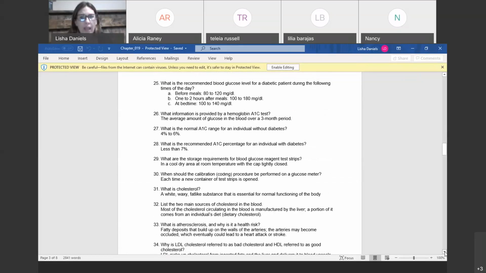26, the average amount of glucose in the blood over a 3-month period. 28, less than 7%. 30, each time a new container of test strips is opened. 32, most of the cholesterol circulating in the blood is manufactured by the liver. A portion of it comes from an individual's diet, dietary cholesterol.